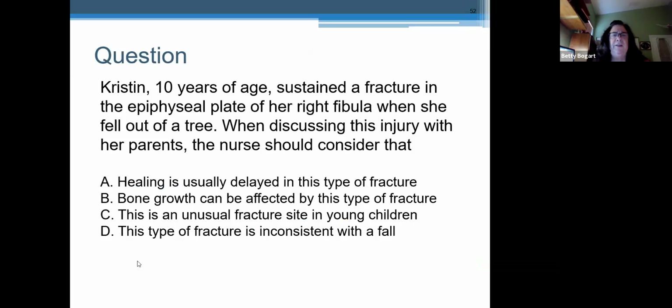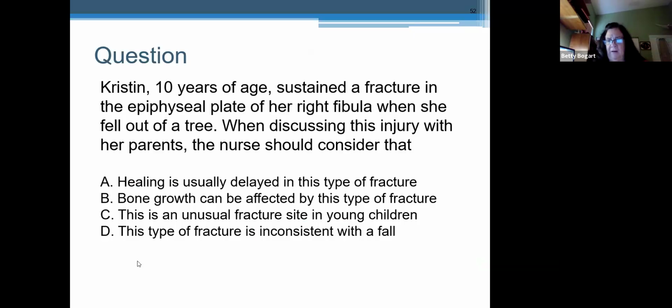Question. So Kristen is 10 years of age, sustained a fracture in the epiphyseal plate of her right fibula when she fell out of a tree. When discussing this injury with her parents, the nurse should consider what? What is an epiphyseal plate? What's the other name? That's the growth plate.